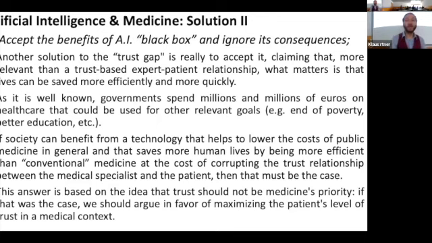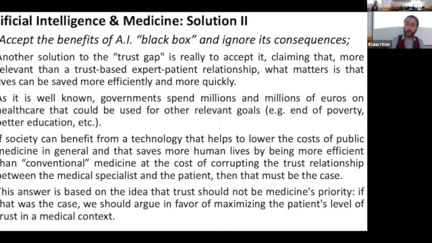So we can claim that more relevant than a trust-based relationship between doctors and patients, what matters is that lives can be saved. And if this technology can help society to spend less money in health in general, and it can save more lives, again, even if this comes at the corruption of the trust principle in current medicine, then that should be the case.